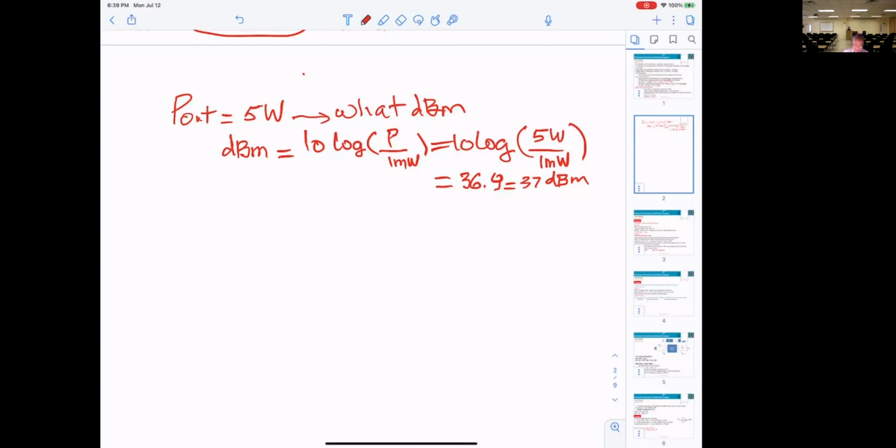You cannot divide 5 watt by milliwatt. They have to be the same unit. So 5 watts here, you must change to milliwatt. Okay? 5,000 milliwatt divided by 1 milliwatt. You take the log, then you times 10.